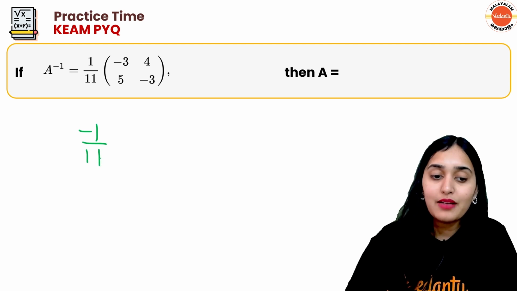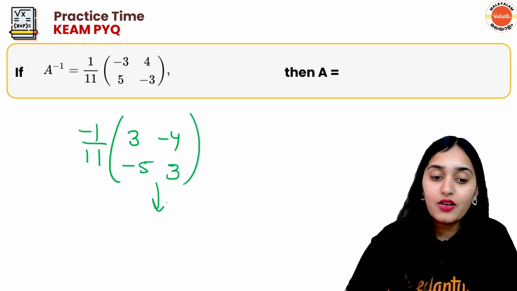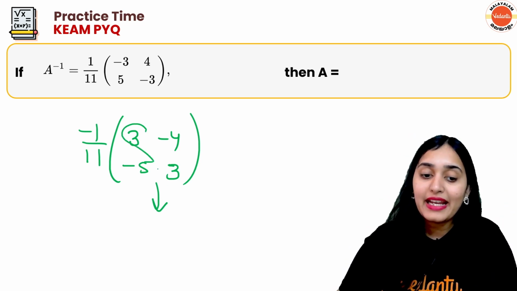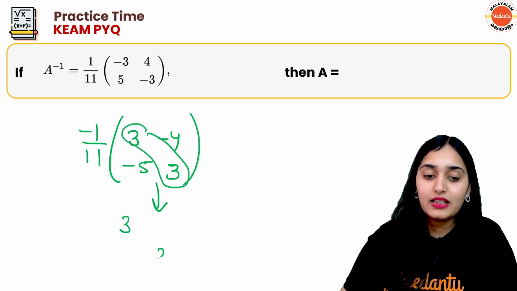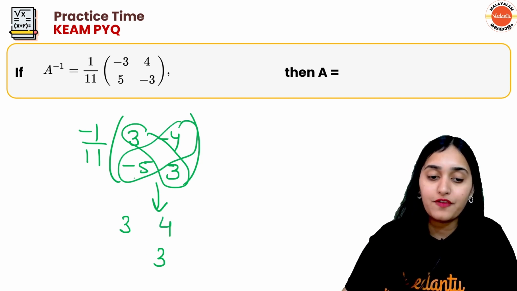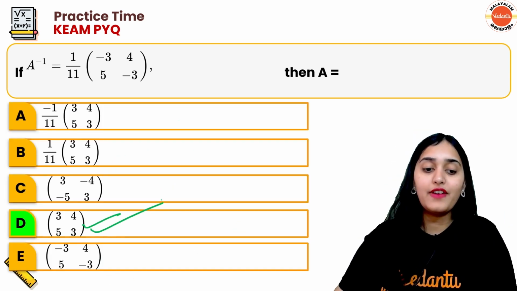So if you are making it minus 11, then this also sign will change. Minus 3 will become plus 3. 4 will become minus 4. 5 will become minus 5. And minus 3 will become 3. Now you find out the adjoint of it. So what will be the adjoint? Interchange. 3 goes here, 3 goes here. Sign change. Minus 4 becomes plus 4, minus 5 becomes plus 5. Now this is your A matrix. 3, 4, 5, 3.